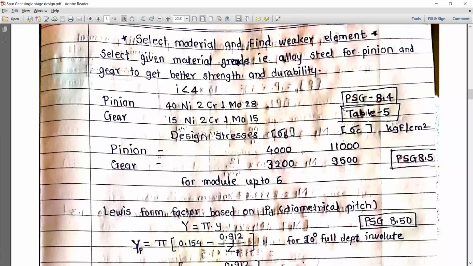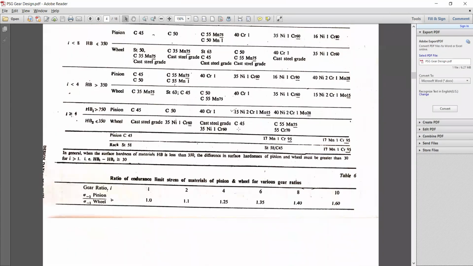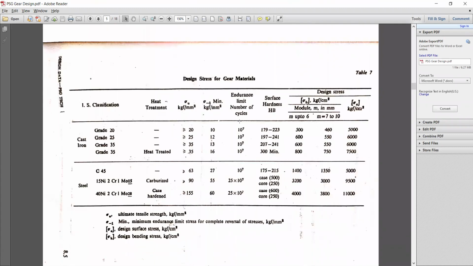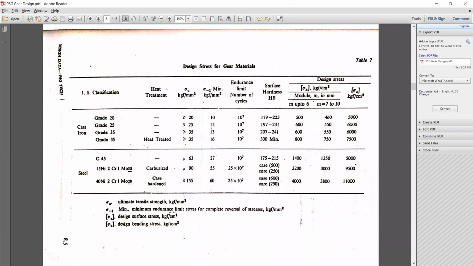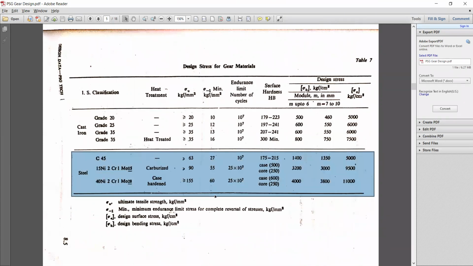Okay, now we need to calculate the stresses, that is the bending stress and the crushing stress. For that, refer to page number 8.5. So in this page, table number 17, you can find out the value. These are the areas from which you can find out the exact value. Okay, again, I will highlight it.